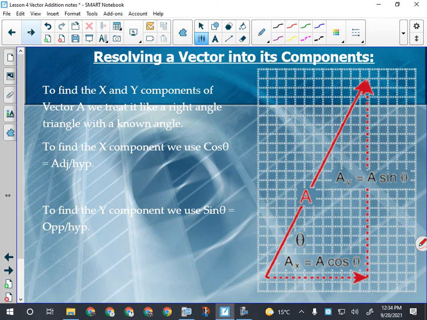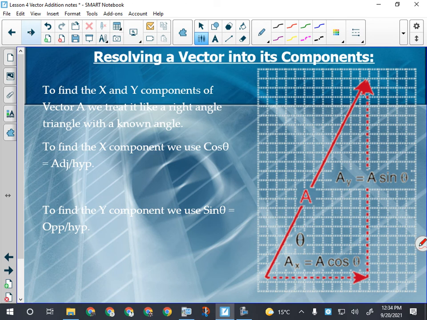To find the x component here, we took the hypotenuse, A, and multiplied it by the cos of theta, which was 30 degrees. So we did 50 times the cos of 30, and we got that side. Then we used sine on this side because it was the opposite side. We took the hypotenuse, which was 50 meters, multiplied it by the sine of 30 degrees, and we got this side of the triangle.